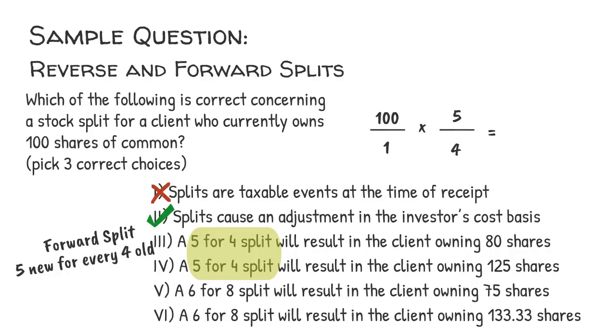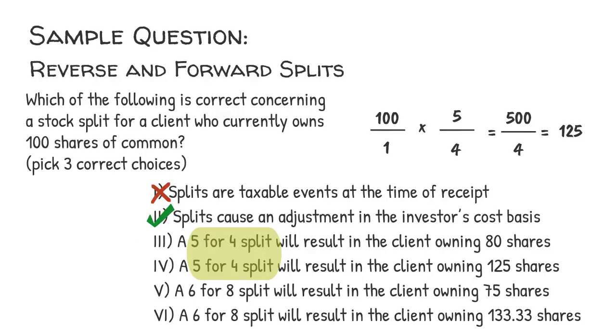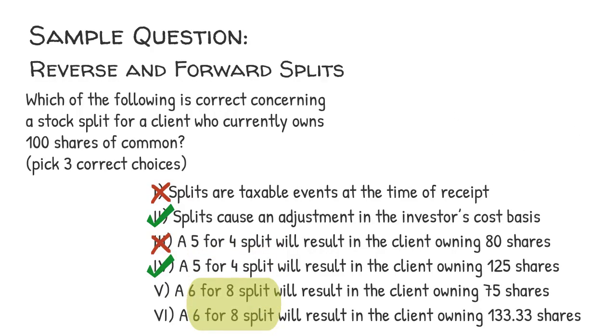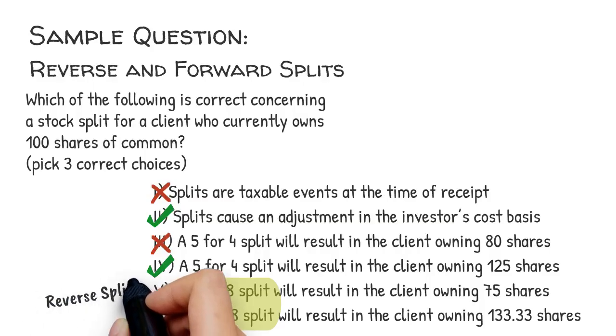So in this kind of split, let's do the math. 100 times 5 is 500. 1 times 4 is 4. 500 divided by 4 is 125. The investor ends up with 125 shares. So that's choice 4. 3's out, 4 is in. That's a good one. Now a 6 for 8 split, that's an example of a reverse split.